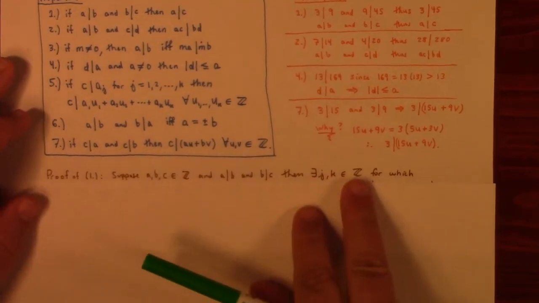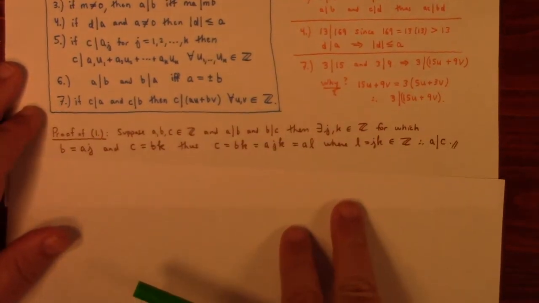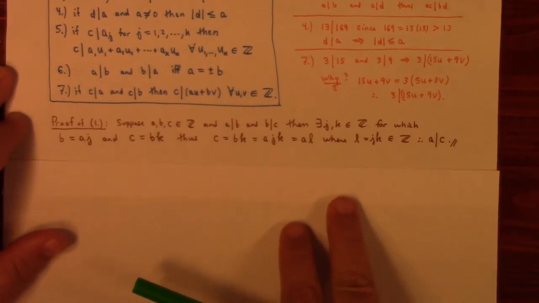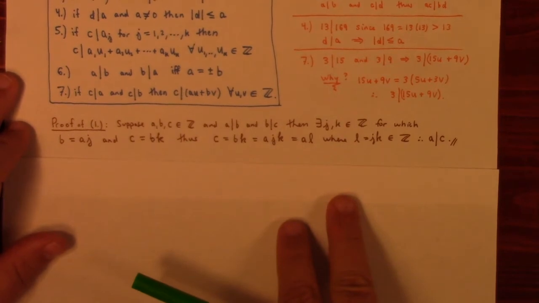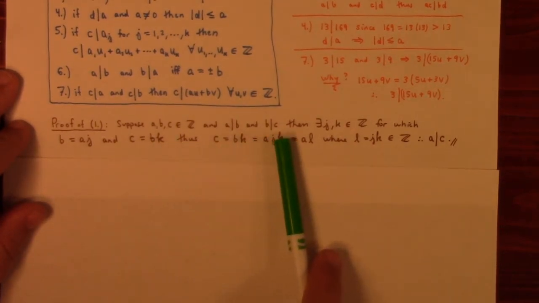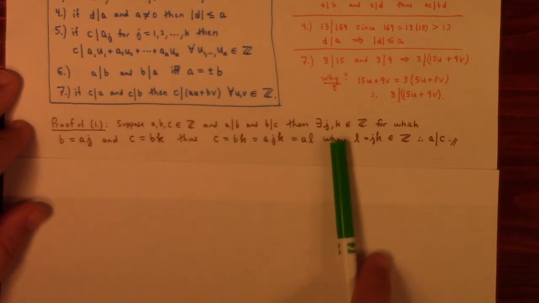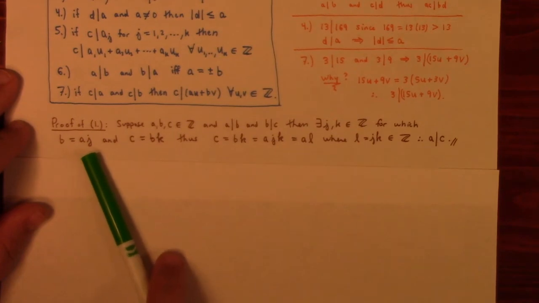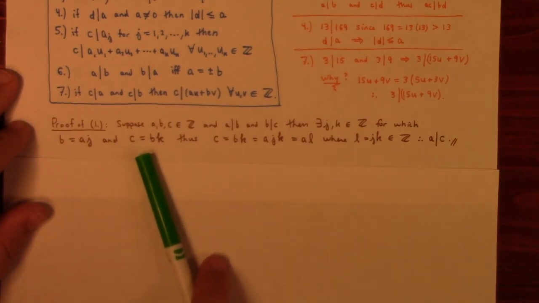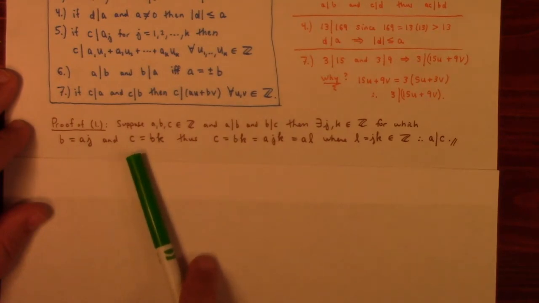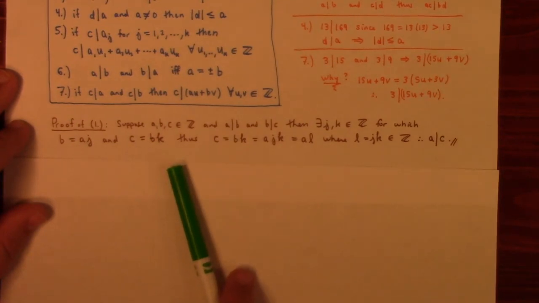All right, so here's a proof of one. I won't prove all of these because I'm saving them for homework and test questions, of which they're great candidates for both. So suppose A, B, C are integers, A divides B and B divides C. Then that means there exist integers J and K for which B is equal to AJ and C is equal to BK. In other words, B is a multiple of A and C is a multiple of B, right?